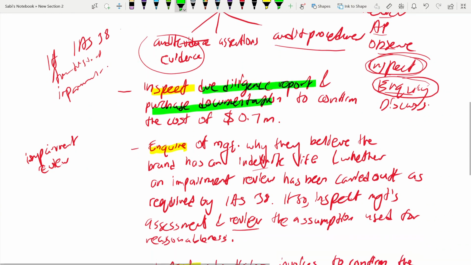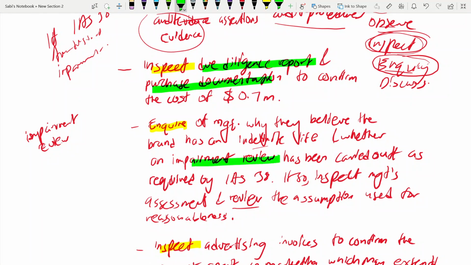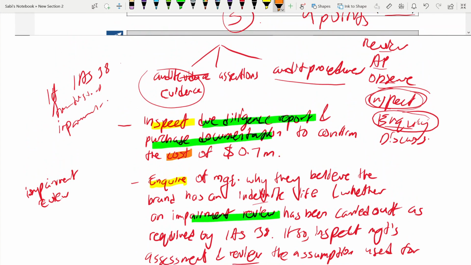Then here it is about impairment review. These are the evidences. Okay, here it is on your advertising invoices. These are evidences. Then what about your assertion that you're testing? That I will use a different highlighter. Maybe I will use an orange highlighter. So here you are checking the cost. Okay, I will use another highlighter. Maybe this color. Okay, so cost.